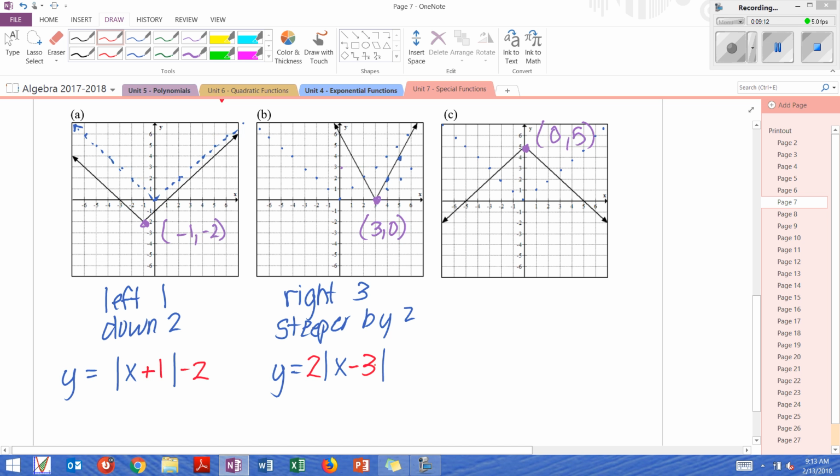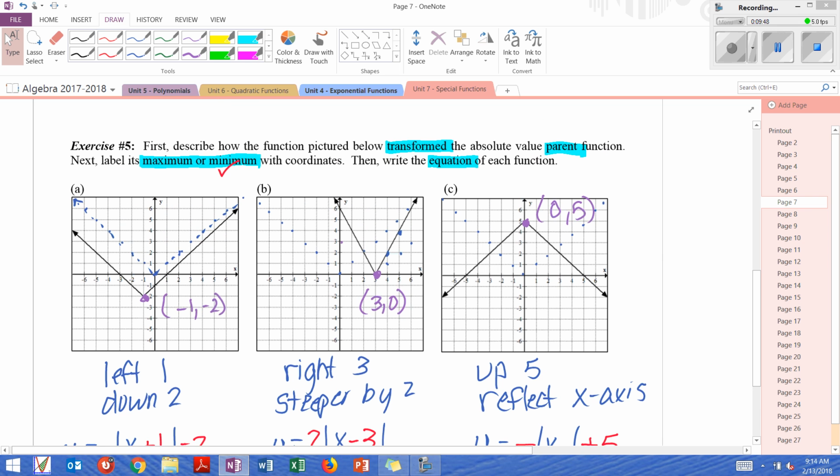Okay, lastly, in C, what is going on here? Well, the vertex was moved up 5, but it also reflected over the x-axis. So when we write out our equation of this absolute value function, here's my template, the absolute value of x. So this one was shifted up 5, so plus 5, and reflected over the x-axis would be negative out in front.